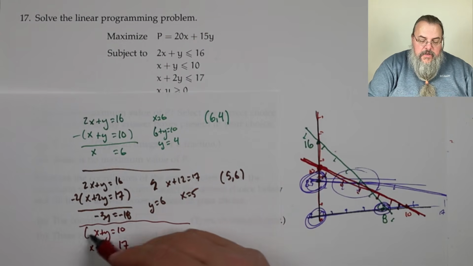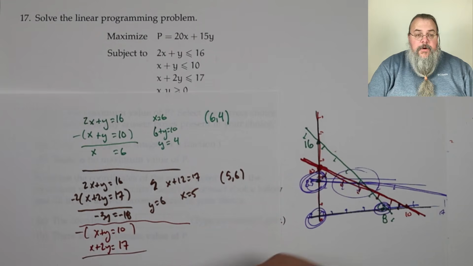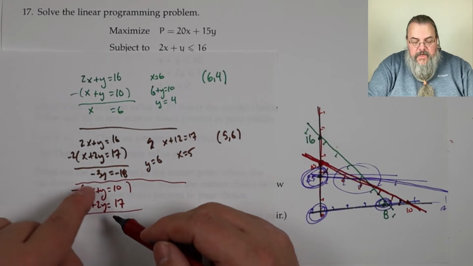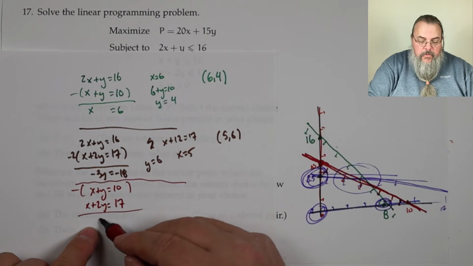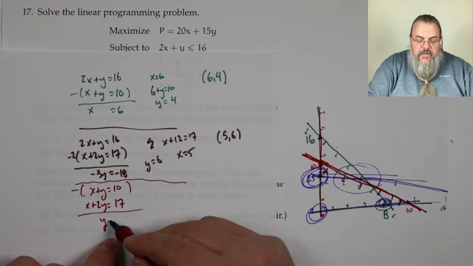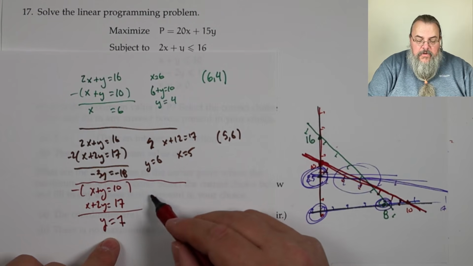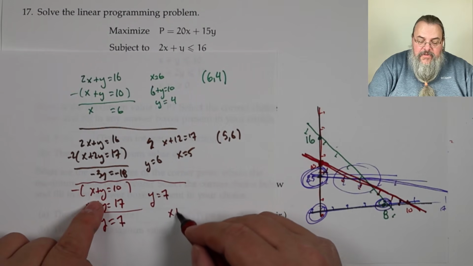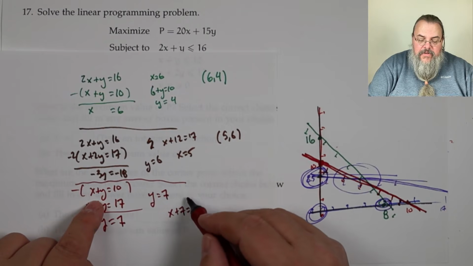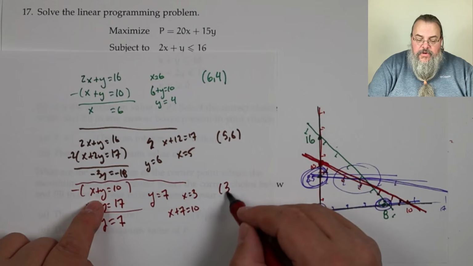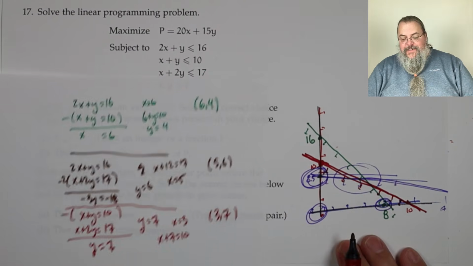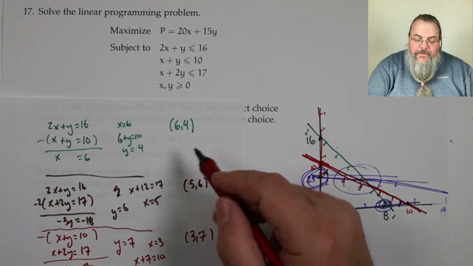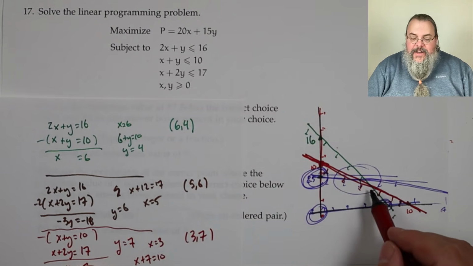Well, we can subtract the first one from the second one. If we do that, what do we get? Well, minus x plus x is 0, minus y plus 2y is y, minus 10 plus 17 is 7. So that gives us y equals 7. Plug it in: x plus 7 equals 10, so x equals 3. So we get (3, 7). If we don't have a good picture available, we can always find where they intersect.